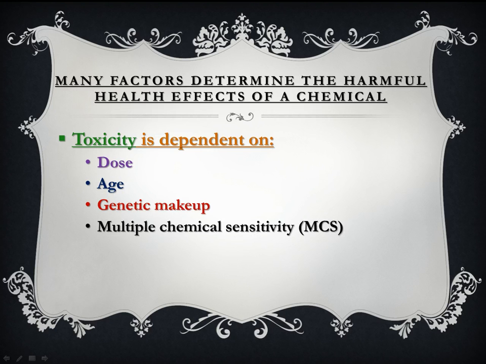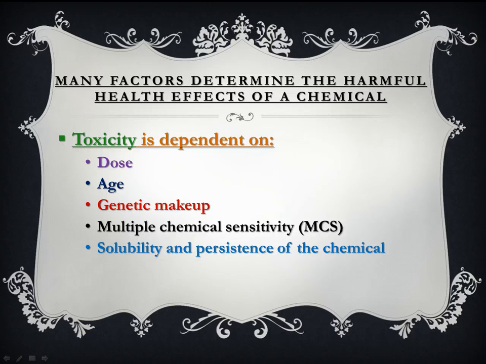Some people exhibit what's called multiple chemical sensitivity. They are highly sensitive to many different chemicals, which can make their health even worse if they're exposed to many different chemicals. The solubility and persistence of the chemical.